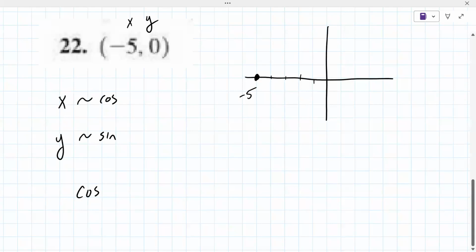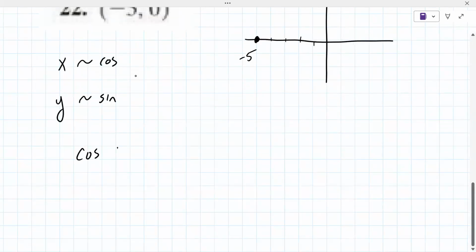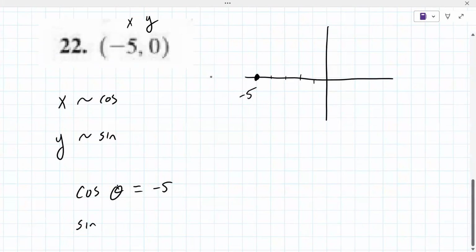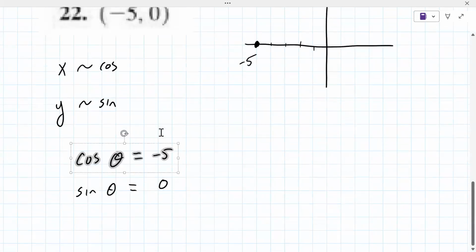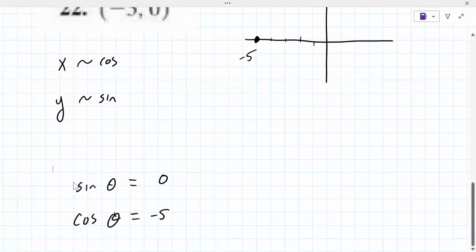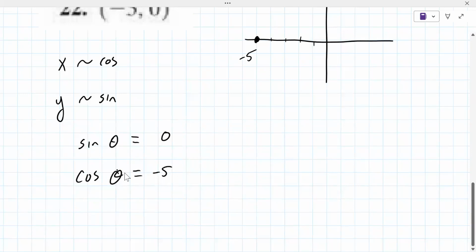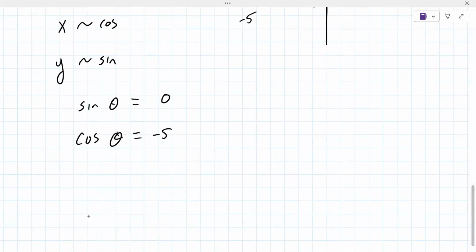So the cosine, in this example, did I put theta? I did put theta in all those. The cosine of theta is -5. The sine of theta is 0. Actually, I did these in the wrong order. We should have done sine first, then cosine. The reason you want to be consistent with your order is that sine over cosine gives you tangent. Tangent of theta is 0 over -5, which is 0.